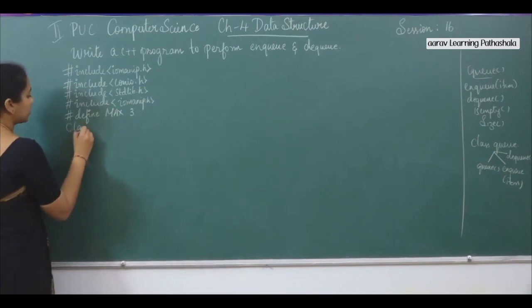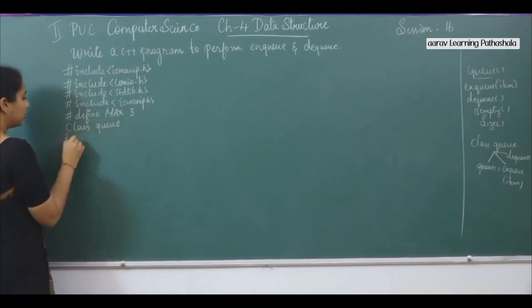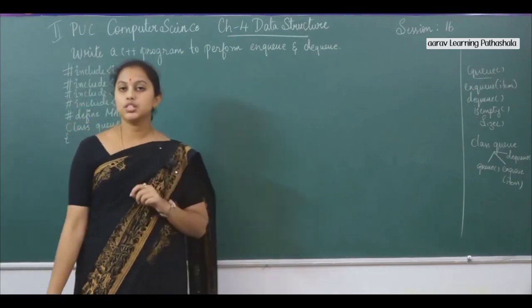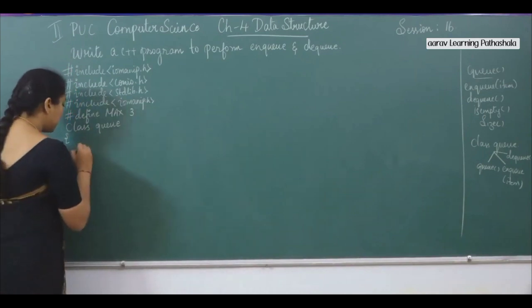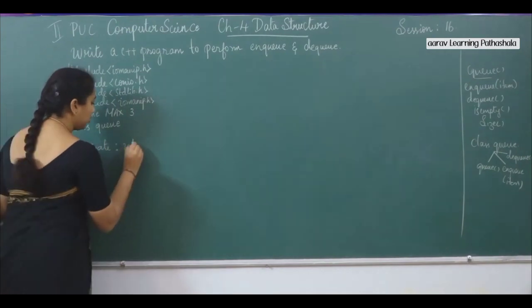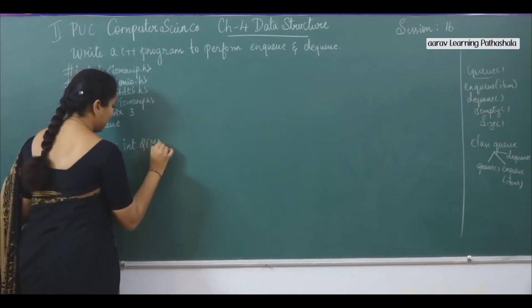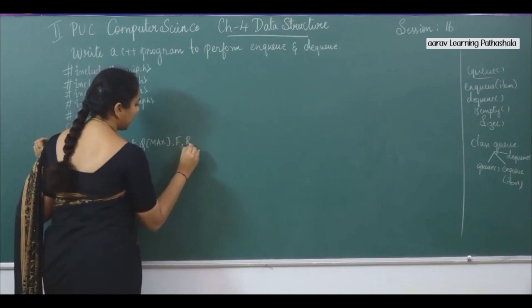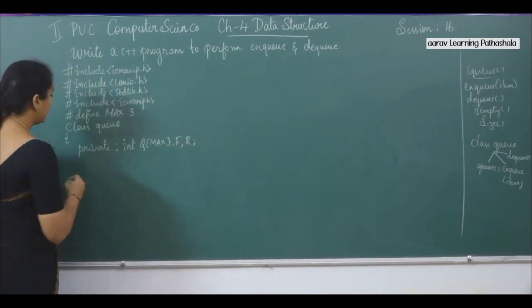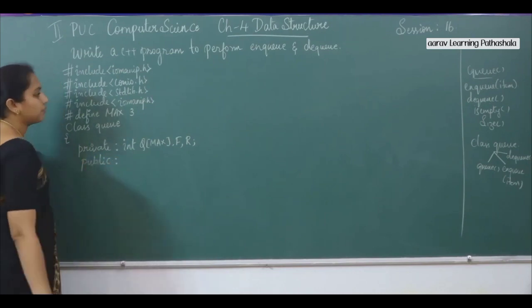Now I am creating a class called Q. In the private section, I am going to declare the required variables. Always private should be in small letters. Private, data type is int, Q of MAX. And I am creating the variables for front as well as rear. In the public section, I am going to declare the required functions.